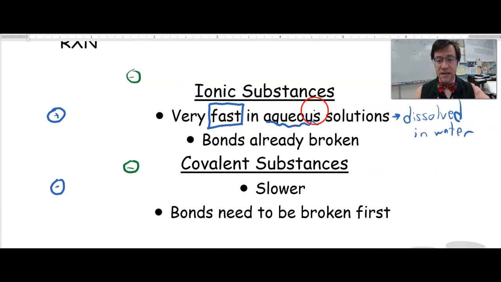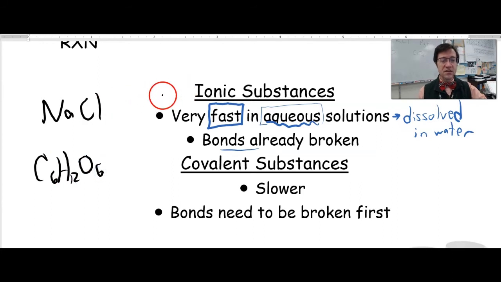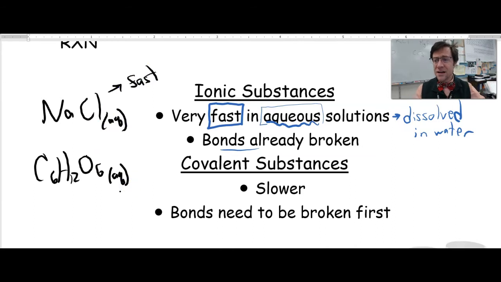That's what aqueous means. This is a really good word to have dialed into your brain. Aqueous means dissolved in water. Well, we already talked about that a little bit earlier. So, yeah, it goes fast because the bonds are already broken. It's almost instantaneous. So here's the thing: if you see two things, like, which of the following is going to be really, really fast, and you have NaCl and you have C6H12O6. Well, NaCl is going to be super duper fast. It's dissolved in water. Bonds broken.